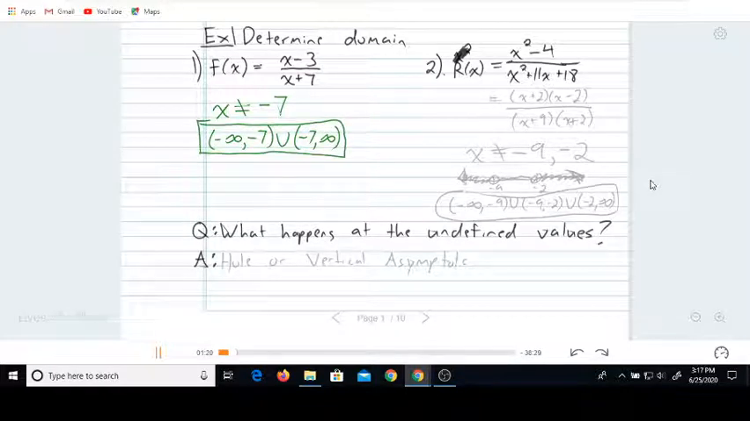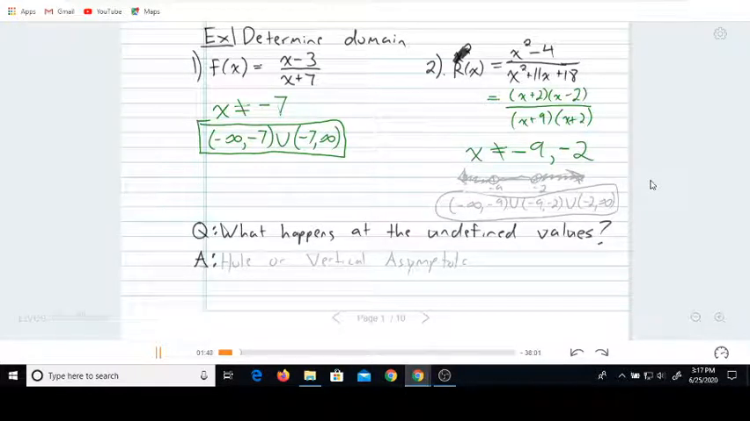because it would cause division by zero. Now in this second example, r of x, we'd have to go ahead and factor. So we'll factor the numerator just for fun, and then we factor that trinomial on the bottom. That'll factor to 9 and 2. So if we look at this expression, we know x cannot equal negative 9, because that will cause division by zero, and x cannot equal negative 2.